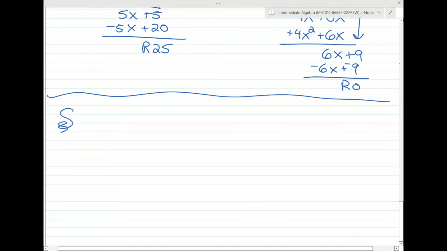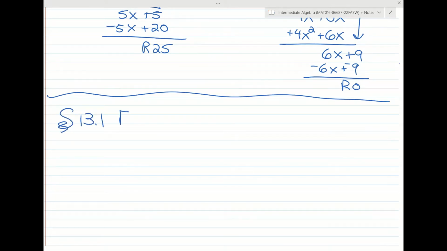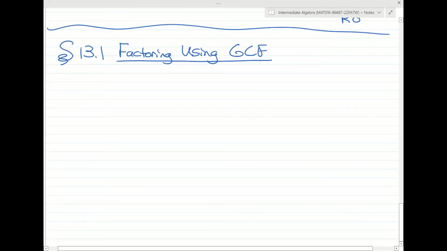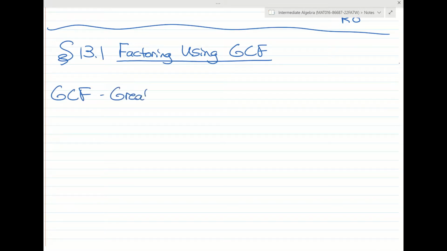This is section 13.1, and it's called factoring using the GCF. GCF is an acronym that stands for greatest common factor. And just like before, I'll give you definitions, I'll explain it, and then we'll do the same thing with Word.